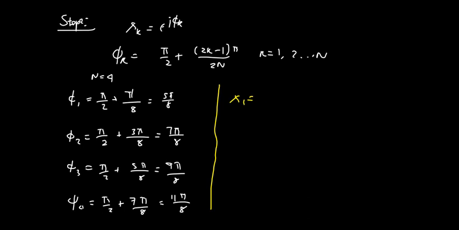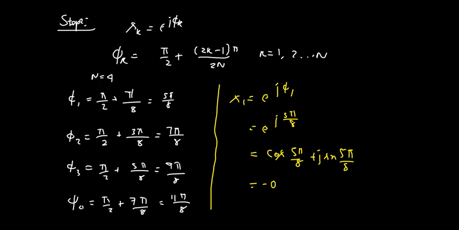Say S1 equal to e power j phi 1, that is e power j 5 pi by 8, which we can write as cos 5 pi by 8 plus j sin 5 pi by 8. So if you solve this value, it comes around minus 0.3827 plus j 0.9239.